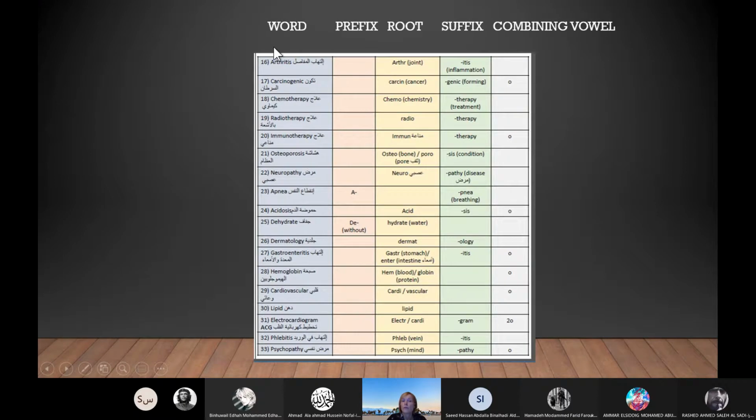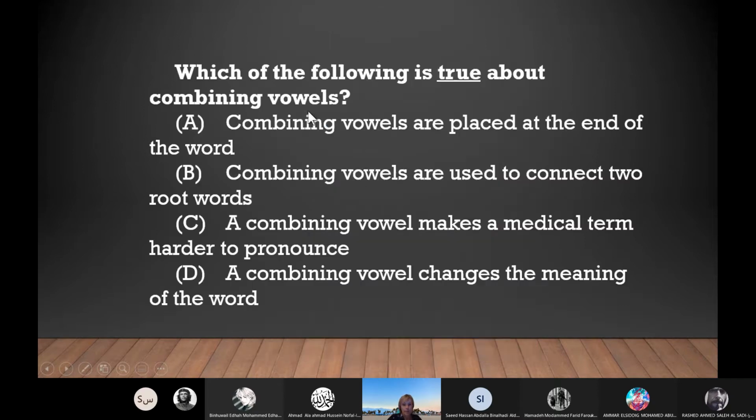Again, you've got these columns. These are some more of the medical terms where you've got the word, and then it's broken down into its combining parts. Let's look at some here. Carcinogenic. Carcin is the root word at the beginning, ending in genic, which means forming. There is a combining vowel in the middle to join the root word and the suffix.